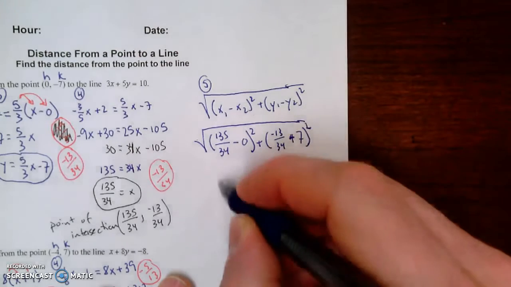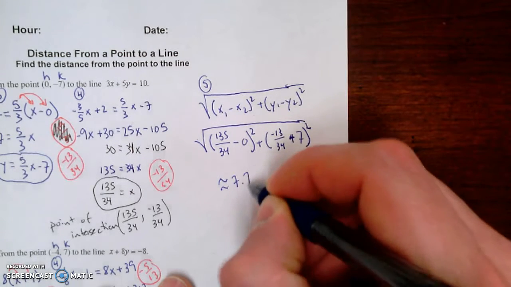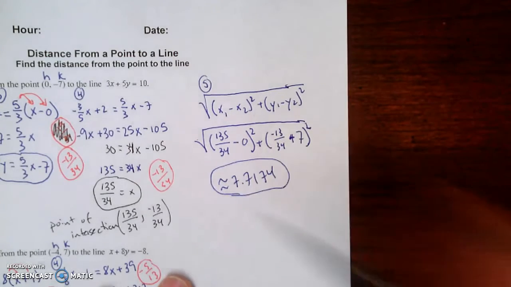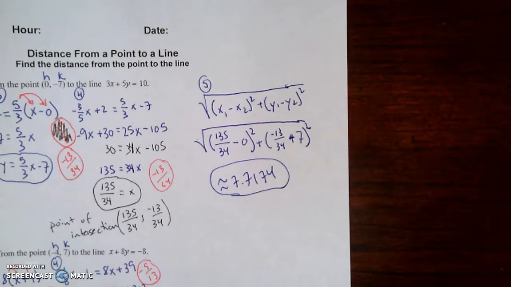7.7174. We're going to put approximately 7.7174, which is, by the way, the correct answer. We did have to round off, so it's not exactly 7.7174. All right, I want you to go ahead and try the next one on your own.